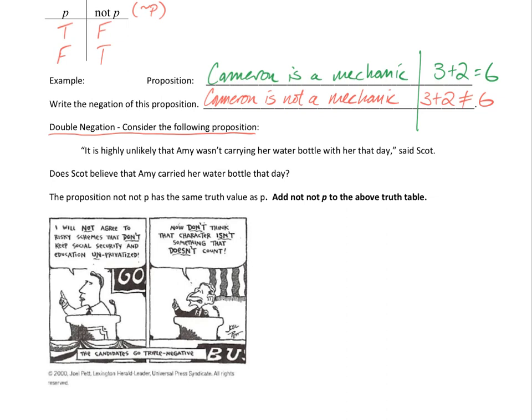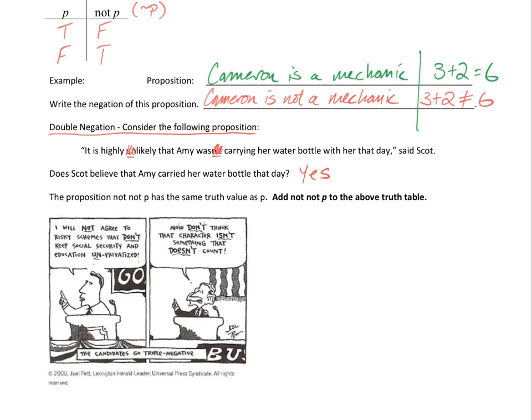Well, if you look at the double negative that is happening here, it is highly unlikely, so we have one negative here, that Amy was not carrying her water bottle that day. These will undo each other. So if I take a look at this, and I take a look at this, and we cross those out, we can see that it is highly likely that Amy was carrying her water bottle that day. So absolutely, yes, Scott believes that Amy carried her water bottle that day.